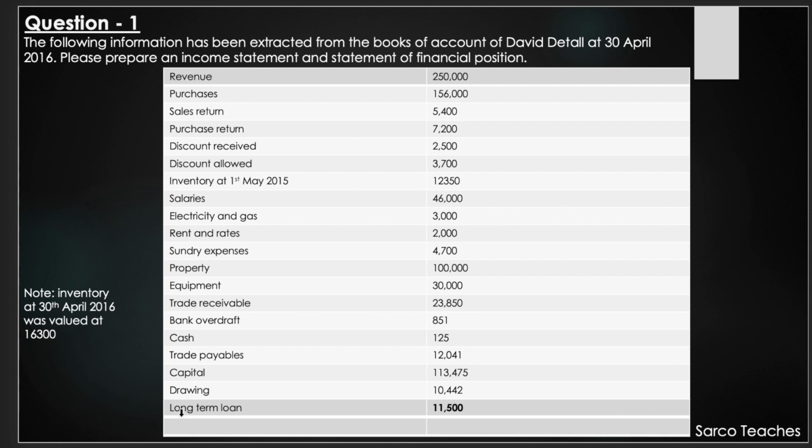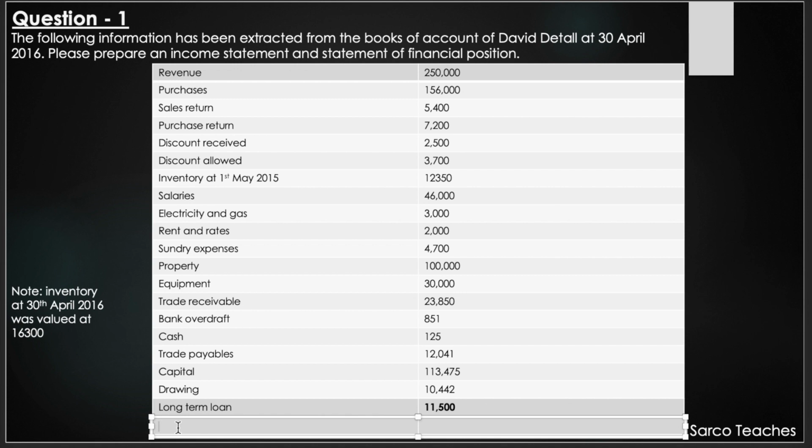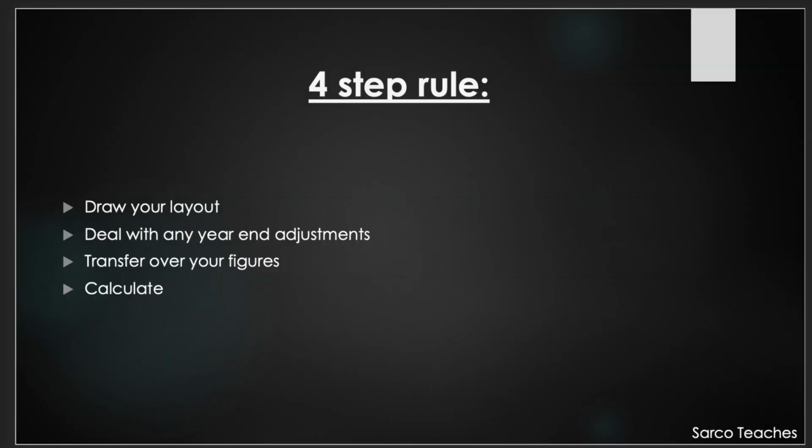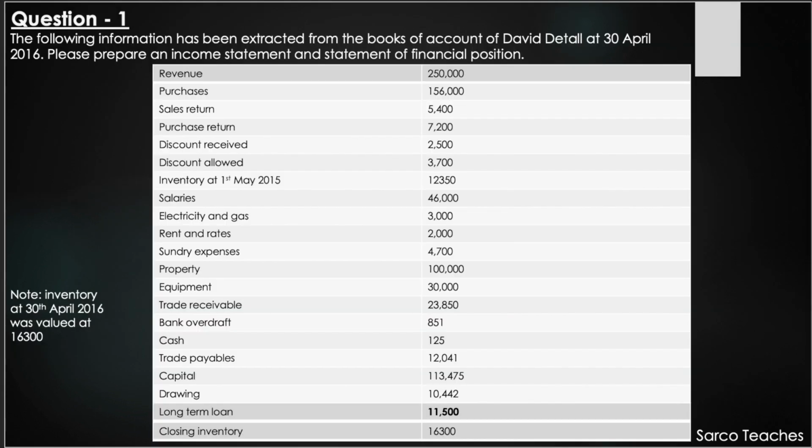Just so we don't forget about it, we will put the figure in front of us. Okay, so we write inventory at 30th April 2016, or we could write closing inventory. It doesn't matter which one you write. And then next to it, we write 16,300. Okay, so now we've done that. Let's proceed to our next step. Transfer over your figures.